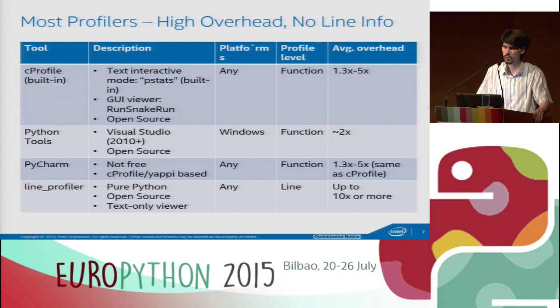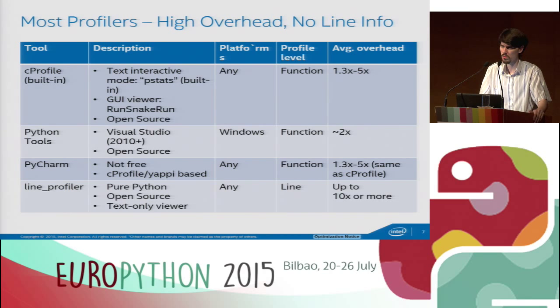Then there is Python Tools, you know, Python Tools from Microsoft. It's even open source. The problem with it is it's again only function level. Its overhead is about 2x, and it's only Windows as far as I know. Though Visual Studio itself offers some remote profiling, Python Tools, I think they don't. At least I wasn't able to find out how to do it.